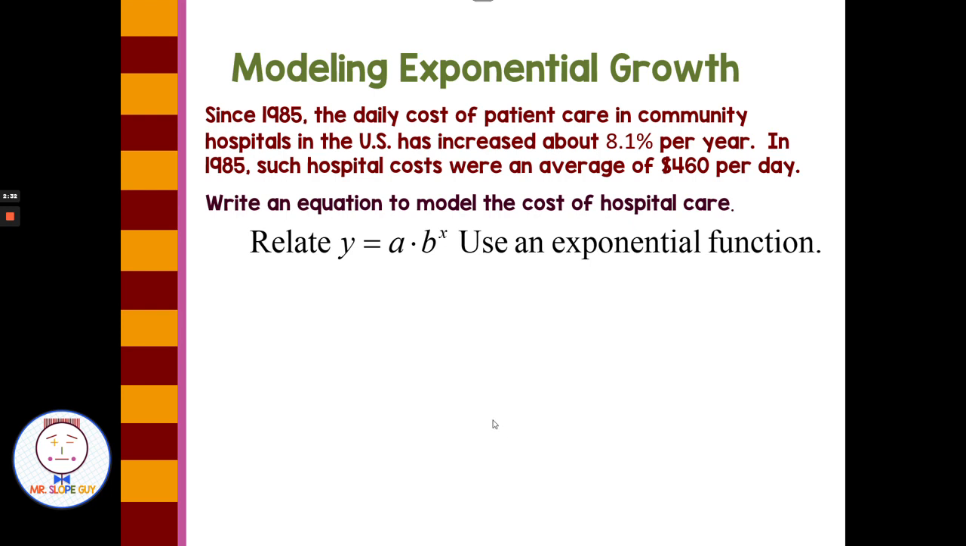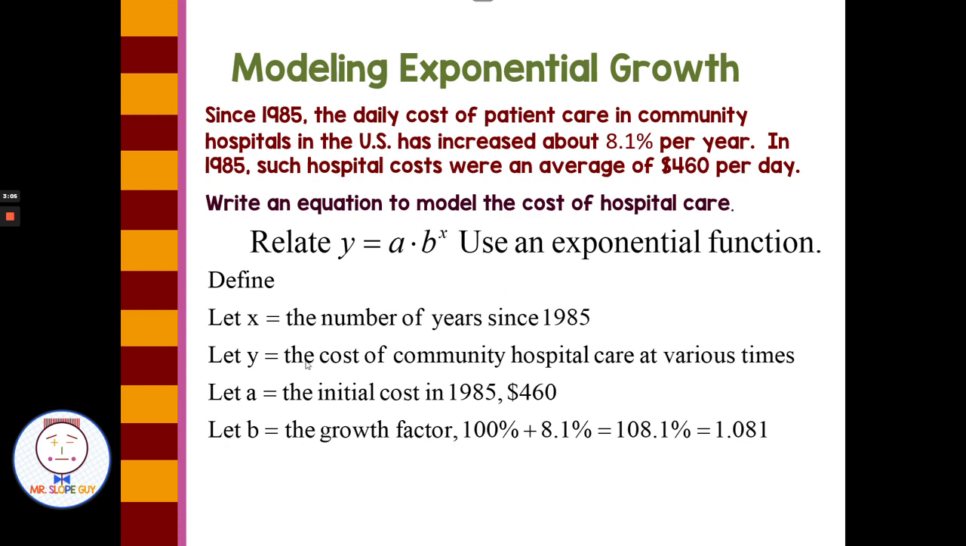So we're looking for values. The a is going to be where we started, and we're starting at $460 per day. The b value is going to be this 8.1%, but we're also including the previous amount we started with. It's 8.1% on top of the $460 per day. So we're going to have to take 100% and add that 8.1% for growth. The x will be our number of years since 1985.